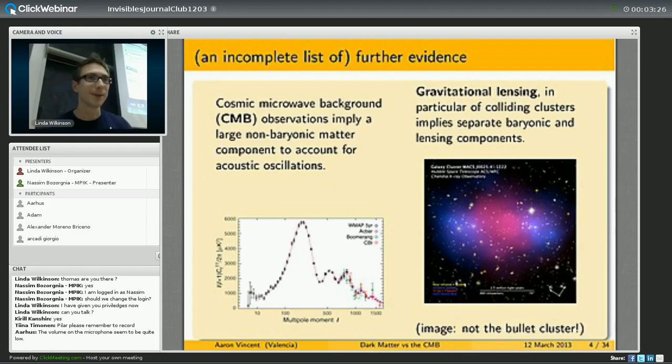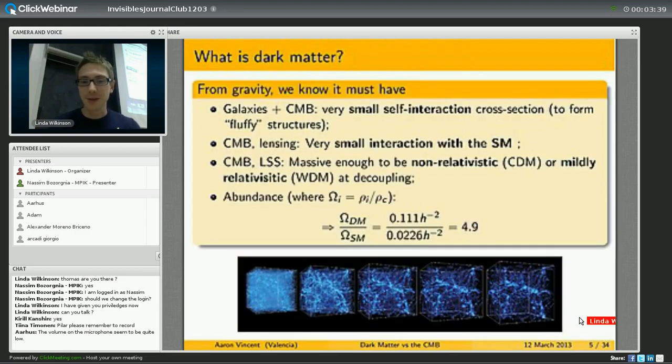Usually the bullet cluster is used ad nauseam in these presentations, but there have been other observations in addition to the bullet cluster that corroborate this view that dark matter is necessary. So what do we know about dark matter?